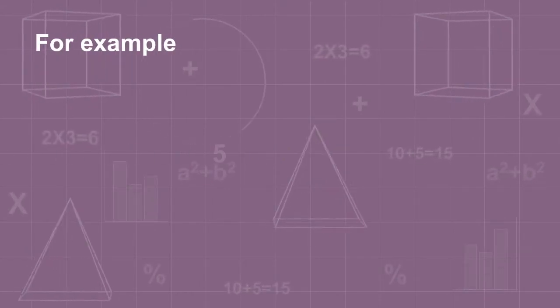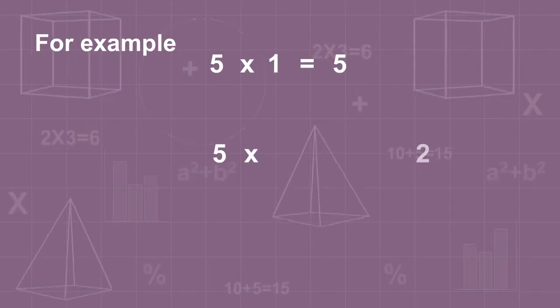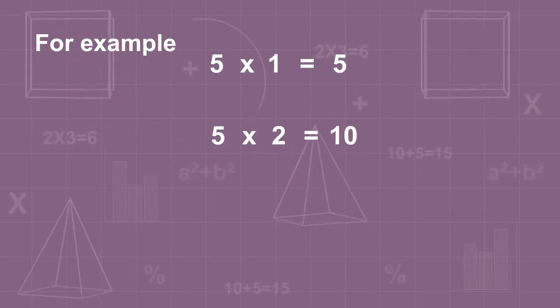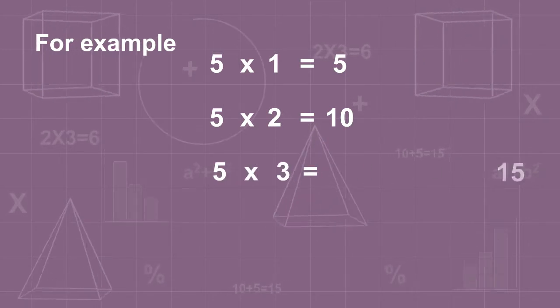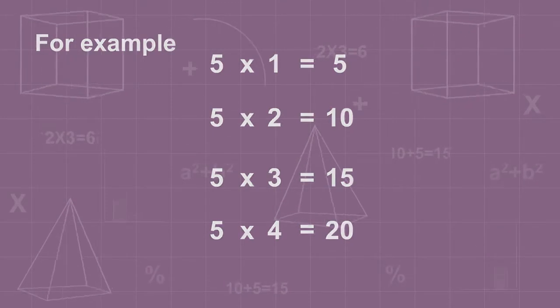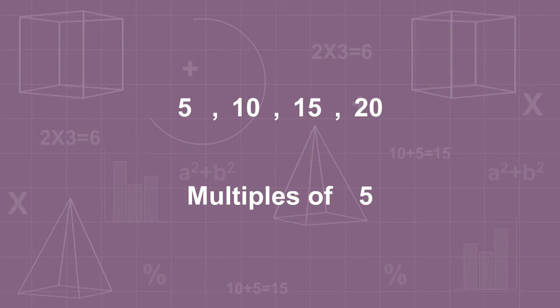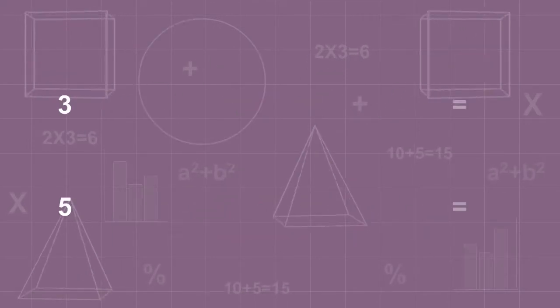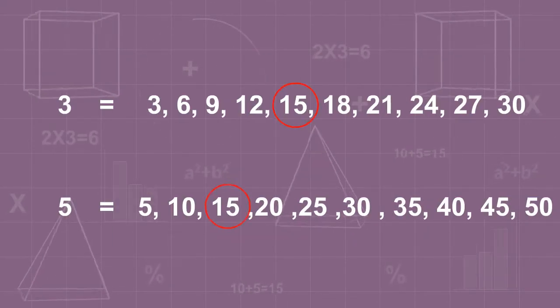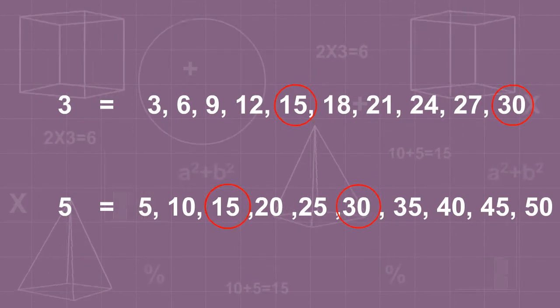For example, 5 into 1 is equal to 5. 5 into 2 is equal to 10. 5 into 3 is equal to 15. 5 into 4 is equal to 20. 5, 10, 15 and 20 are the multiples of 5. A number is said to be a common multiple of two or more numbers if it is a multiple of each of the given numbers.